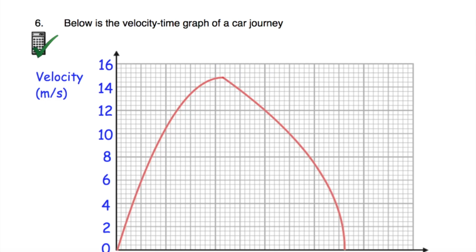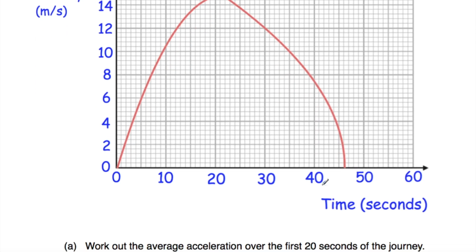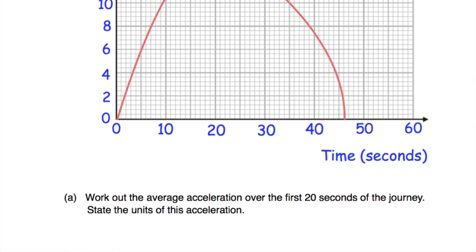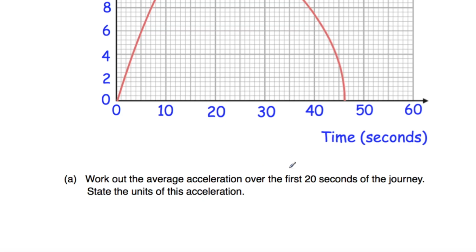Okay, let's have a look at our next question, question number 6. Question number 6 says, below is a velocity time graph of a car journey. So we've got the velocity going up vertically in meters per second, and going across horizontally we've got the time. And we've been asked to work out the average acceleration over the first 20 seconds of the journey and to state units of this acceleration. So we want to find the average acceleration over the first 20 seconds. That's going to be between 0 and 20 seconds.